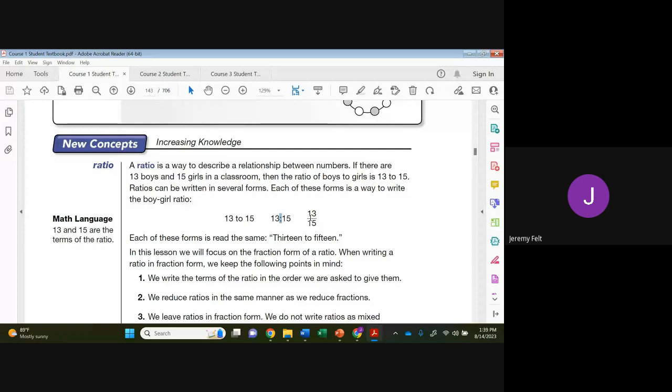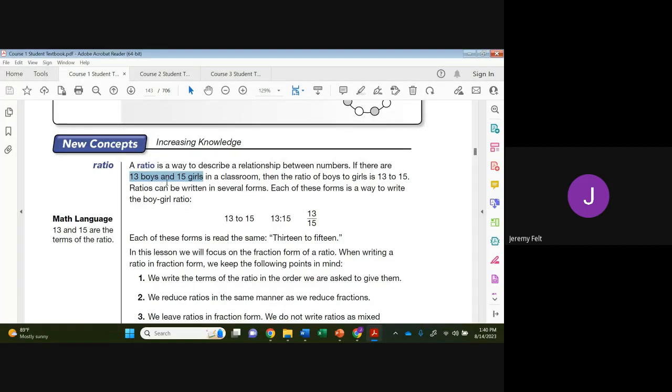So 13/15, 13 to 15, we can't reduce that down at all, so we don't need to reduce that, but we put it in fraction form or one of those three forms, and then that's how we write it. Now, make sure that you read whatever the ratio is. If it said 15 girls to 13 boys, obviously the number of girls and boys hasn't changed, but the ratio then would flip, and the 15 would be in our numerator, and the 13 would be in the denominator.